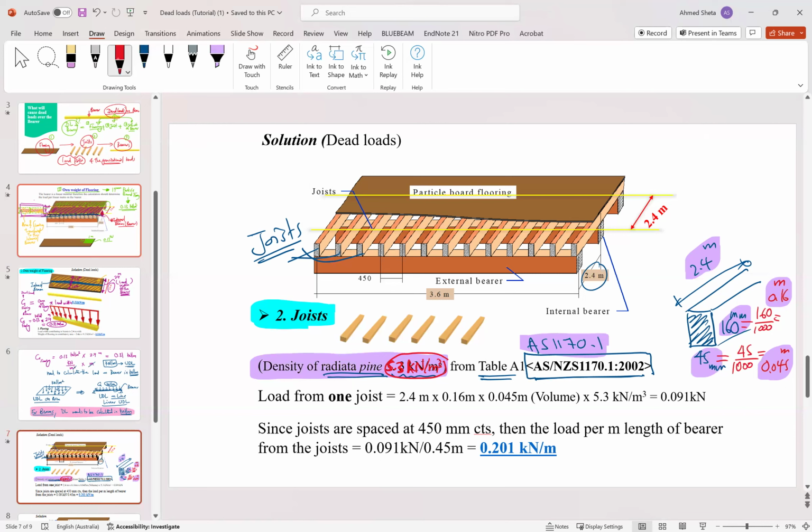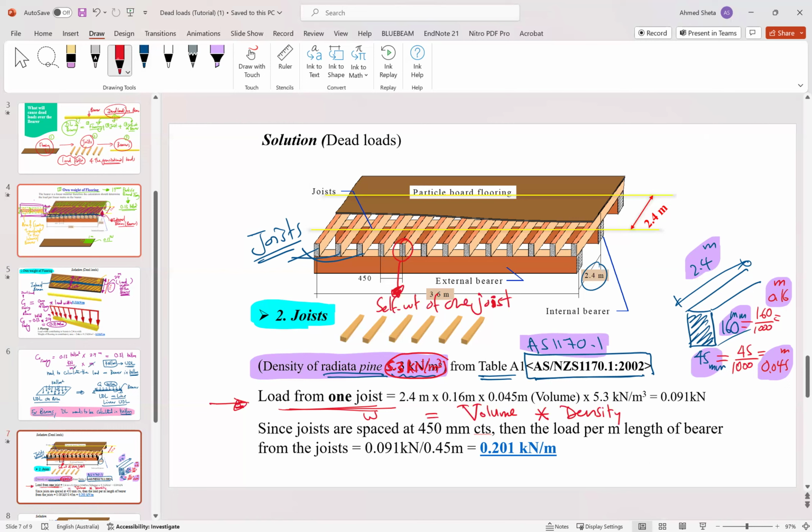And now the second step is to know how much is the load of the joist. The idea here is to find the load of one of the joists. So we will find the self weight of one joist and then try to convert this to distribute it over the bearer. So how much is the load of one joist? The load of one joist will be the volume of the joist times the density.